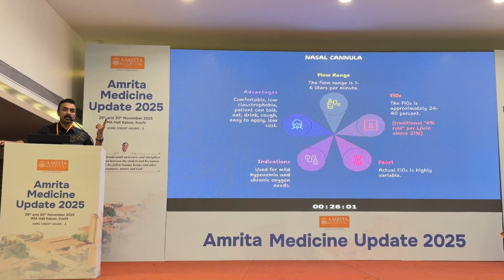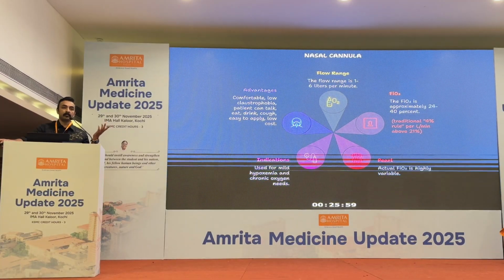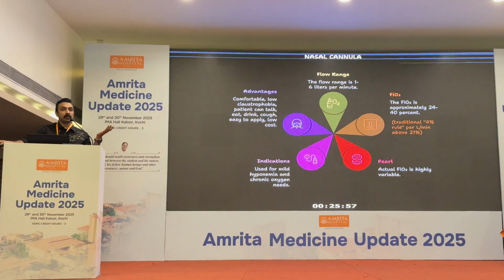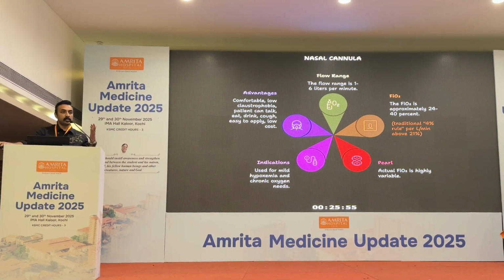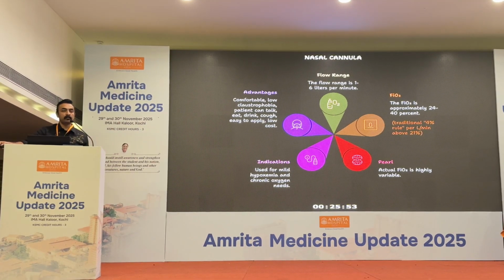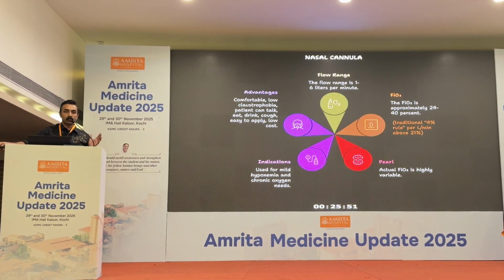That is for every 1 liter of O2, you add 4%, right? So your room air has 21%. If you are keeping at 5, it is 5 times 4, that is 20, plus 21, that is approximately 41%, right? So that's what we are looking at from a nasal cannula point of view.